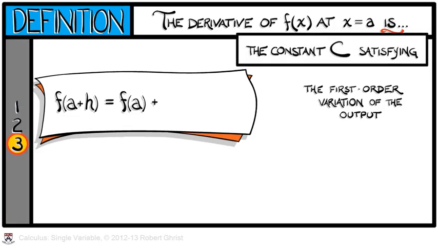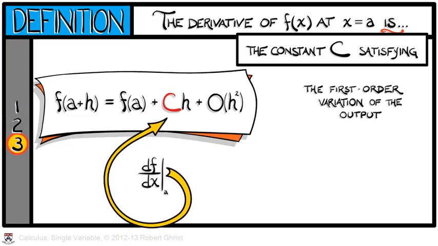We say that the derivative of f at a is the constant c satisfying f at a plus h equals f at a plus c times h plus other stuff that is of higher order in h. That is, big O of h squared. This constant in front of the first order term is what we can define the derivative at a to be.